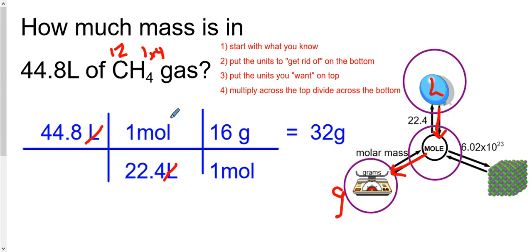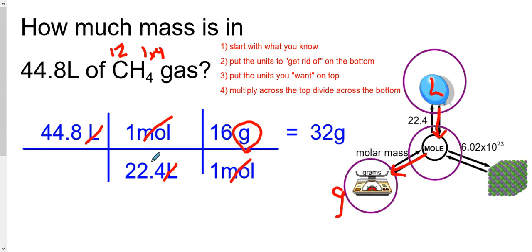We're now going to cancel moles on the top, we'll cancel moles on the bottom, and the units that we remain with are grams. And as long as we've canceled out all of our other units, and the unit we're solving for is the remaining one, we've set this up correctly. Again, as long as we multiply all the numbers on the top of the line and hit divide in front of all the numbers on the bottom of the line, we'll get to the correct answer.